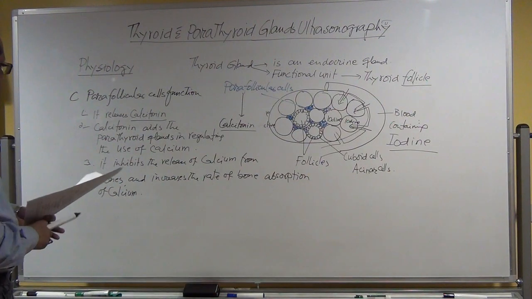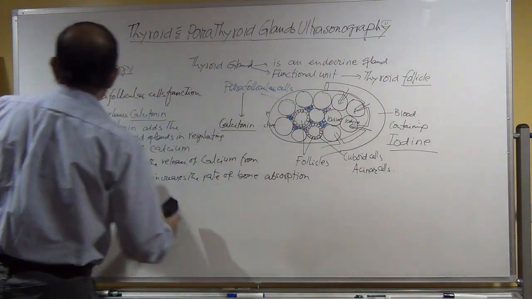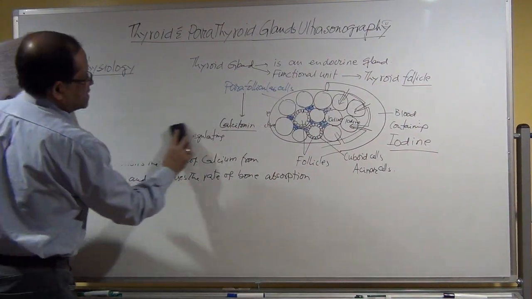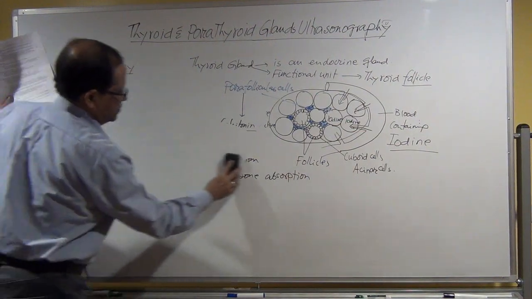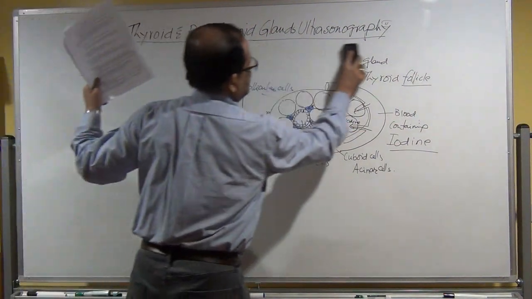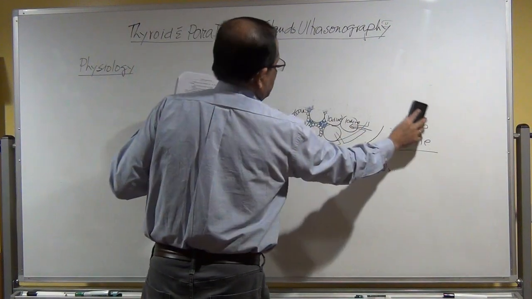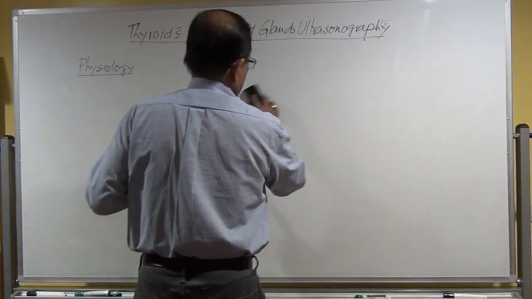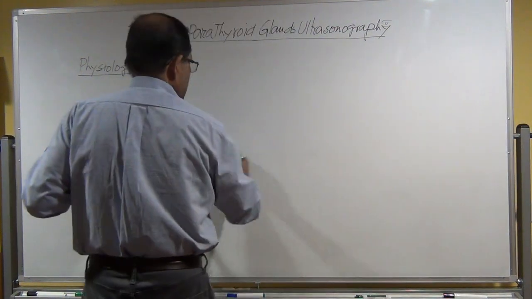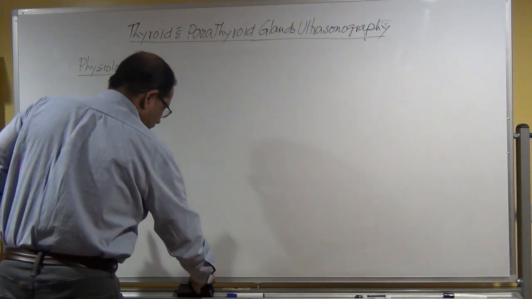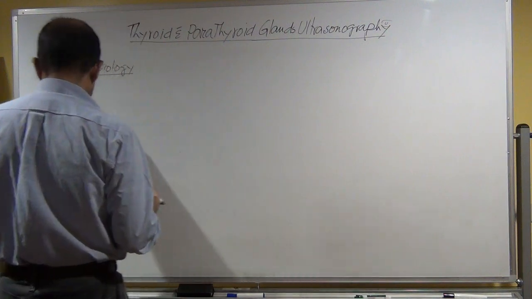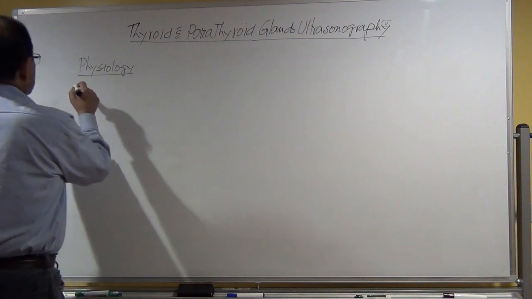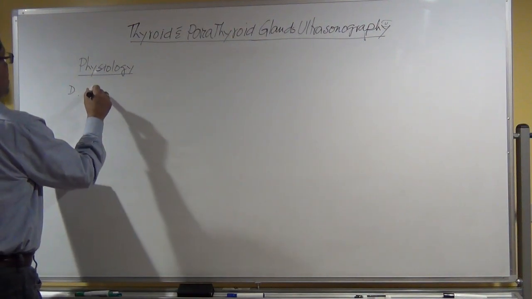So now I will show you how the thyroid gland gets stimulated. That is very important. How the thyroid gland gets stimulated to produce the hormone, and when and how the thyroid gland stops producing hormone. So D, thyroid stimulation.